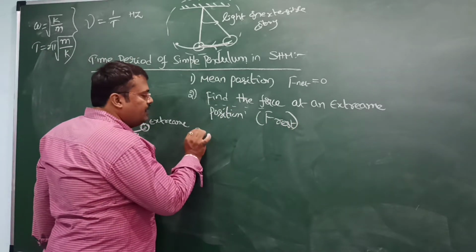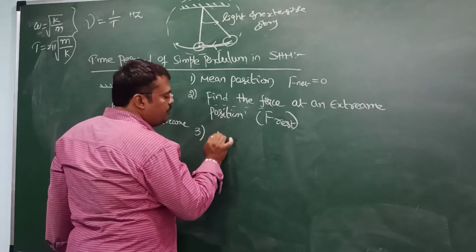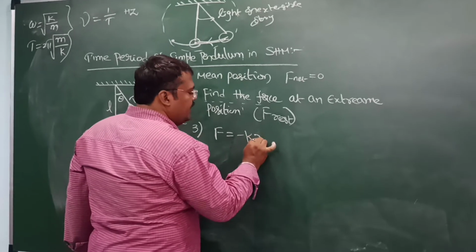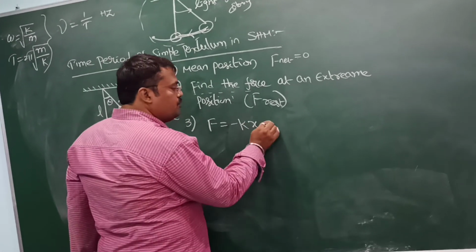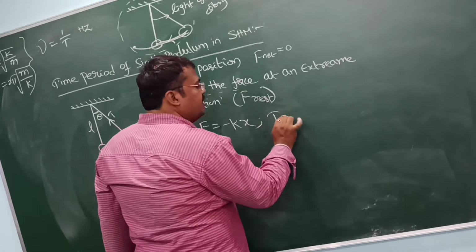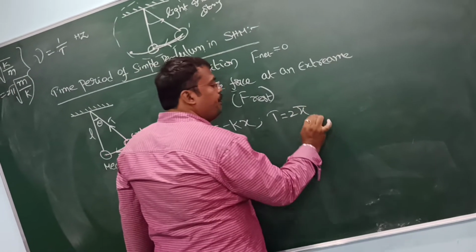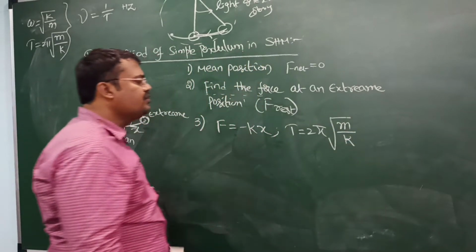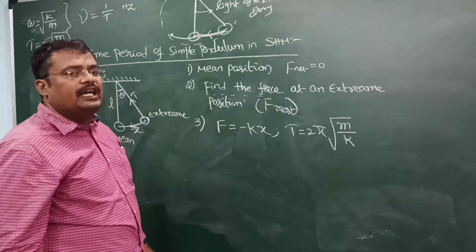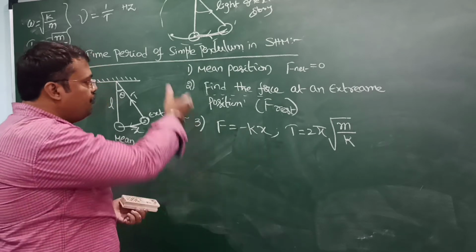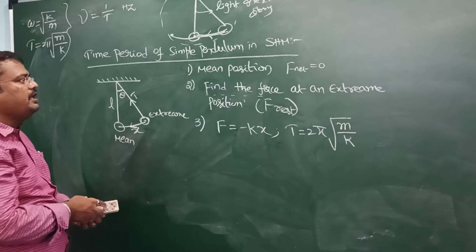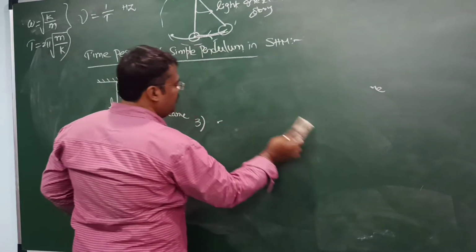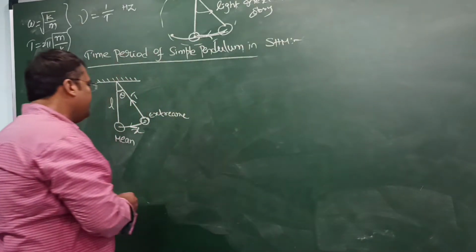So the third point, let us try to compare the equations by using the standard equations of simple harmonic motion. F is equal to minus kx, we derived already, and the time period T is equal to 2 pi square root of m divided by k. So substitute in this case, we will get the time period of the particle. Let us try to follow these 3 steps. We have to find out the time period of a particle of a simple pendulum in simple harmonic motion.